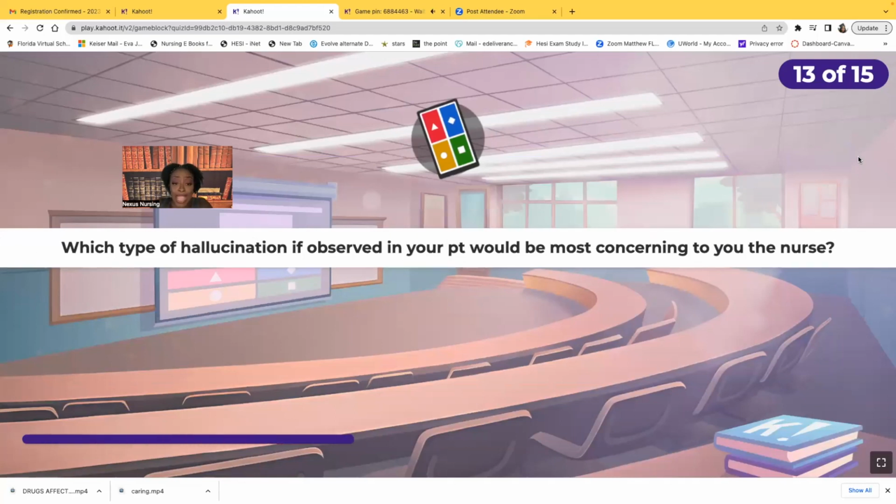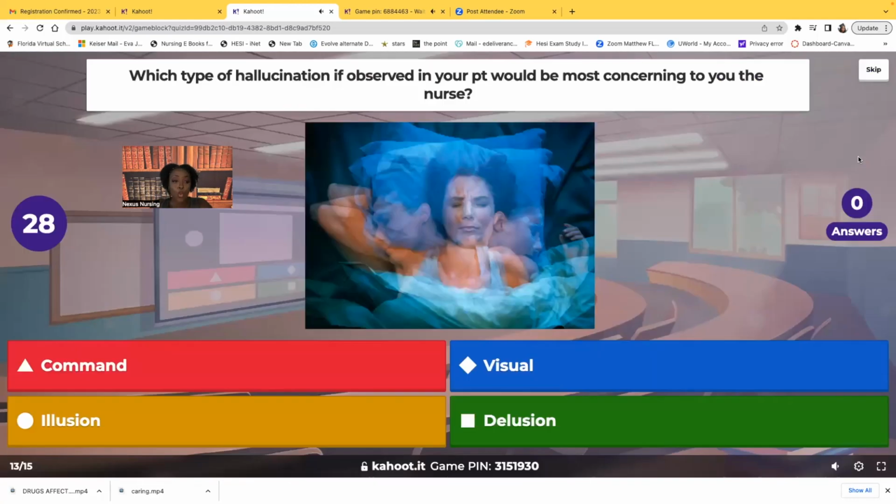Which type of hallucination, if observed in your patient, would be most concerning to you, the nurse? Would it be command hallucinations, visual hallucination? Would it be an illusion or a delusion? Which one would be most concerning to you, the nurse? You guys are doing great on the live. I see you know the answer. Let's see how you're doing in the classroom. All right, guys, what do you say?